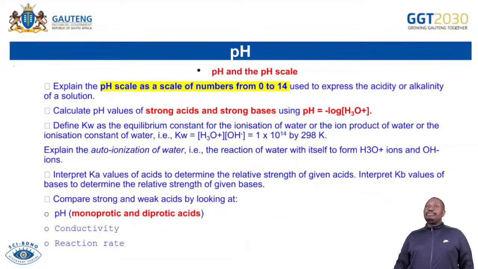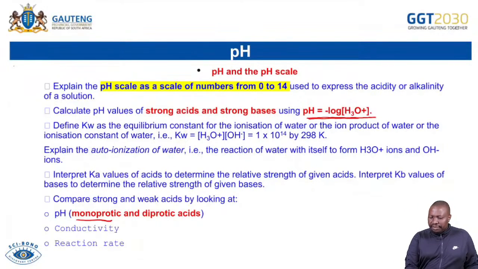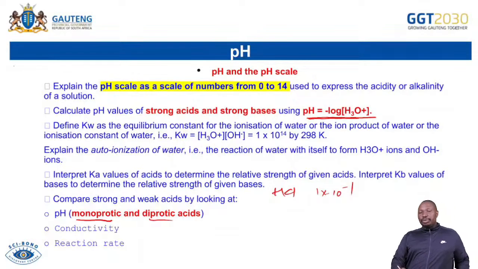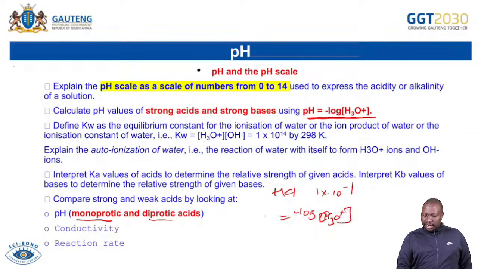Now, when you talk to the issue of pH, pH is minus log the concentration of H3O plus, which is equivalent to the acid. Remember, we do this for the monoprotic and the diprotic. Let's say you are having HCl. If I say the concentration is 1 times 10 to the power of minus 1, which is 0.1. So you are able to put that into the formula as minus log of the H3O plus. The formula, always copy the formula as it appears in the data sheet.